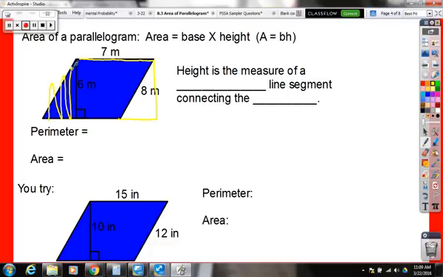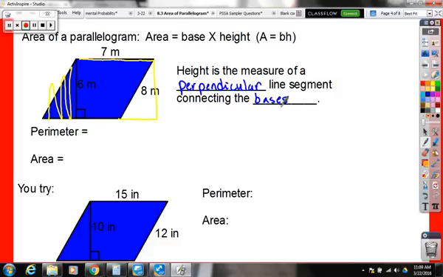So when we find height, height is always a measure of a perpendicular line segment that connects the bases. So it has to be perpendicular to the base. That's going to be true when we do triangles. That's going to be true when we do trapezoids. We always want to look for this right angle, which is another word for perpendicular. Perpendicular means right angle.